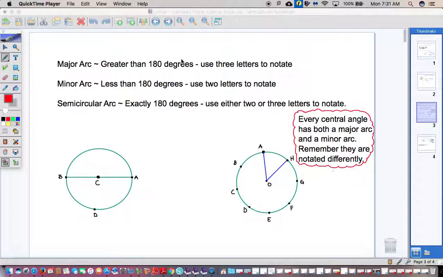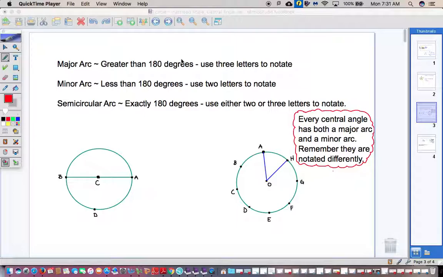Okay, another vocab that we need to talk about are arcs. Arcs are any part of the circumference. So there's three different types of arcs. One is a major arc, one is a minor arc, and the other is a semicircular arc.